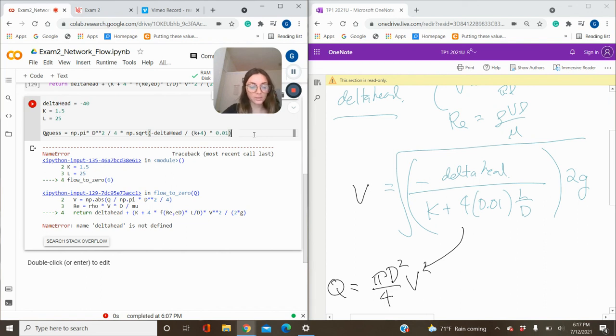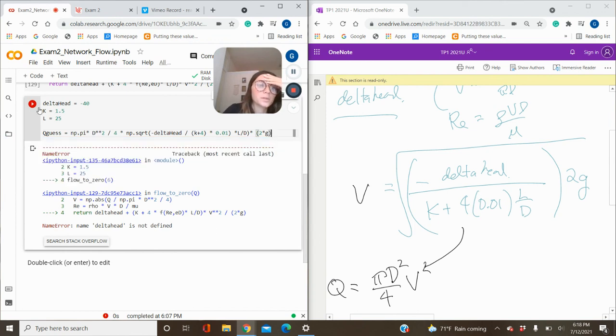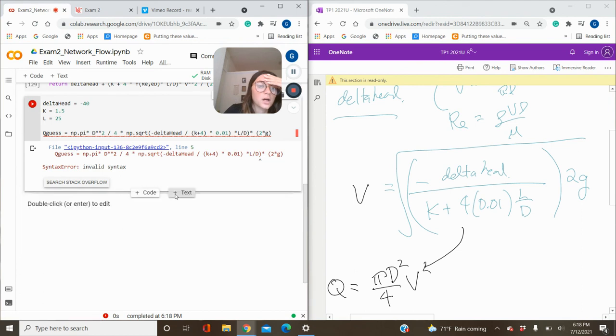Alright, 0.01 times L over D. No, not delta. Don't need your help on this one. Convert a string or number to a floating point number if possible. Don't know what that means right now, but I don't need that to happen. Times 2 times the gravity constant. There's some syntax errors here. Yeah, there is.